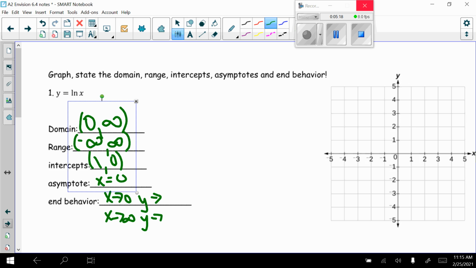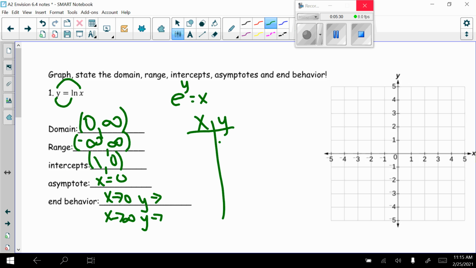All right, so let's go back to this one. And I want to change this to an exponential. My base of a natural log is e, so I have e to the y equals x. I'm going to make an xy table. Again, we're picking -2, -1, 0, 1, and 2.